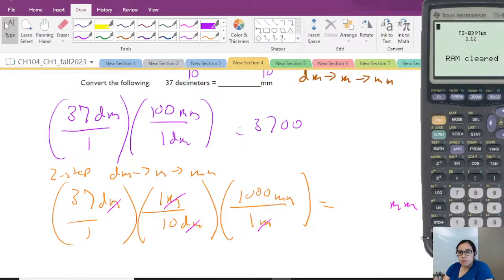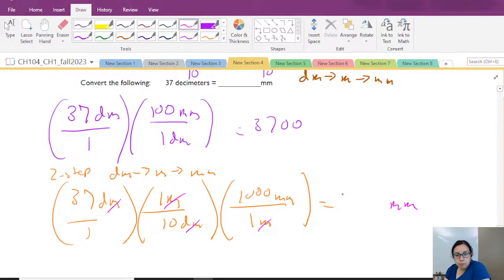Again, depending on your comfort level, we can also just plug this into the calculator. So divided by 10 times 1,000, and we get our answer again. Questions on this one? So don't be shy to ask questions.